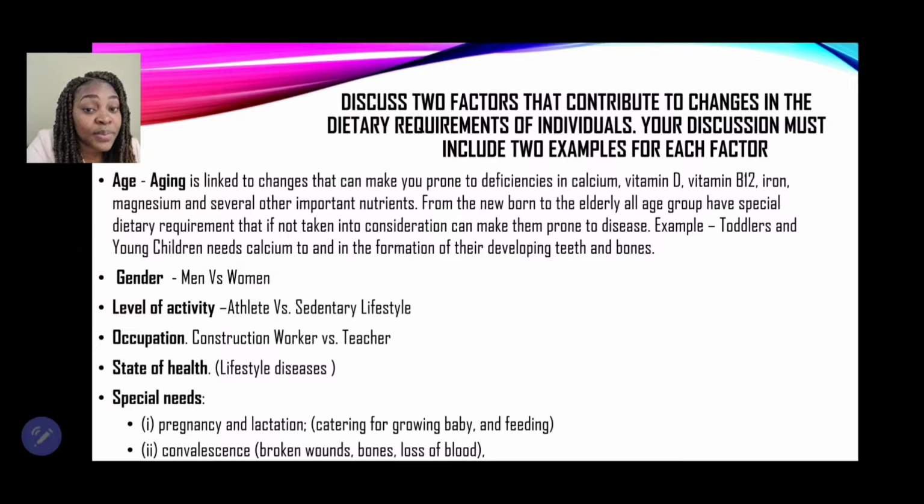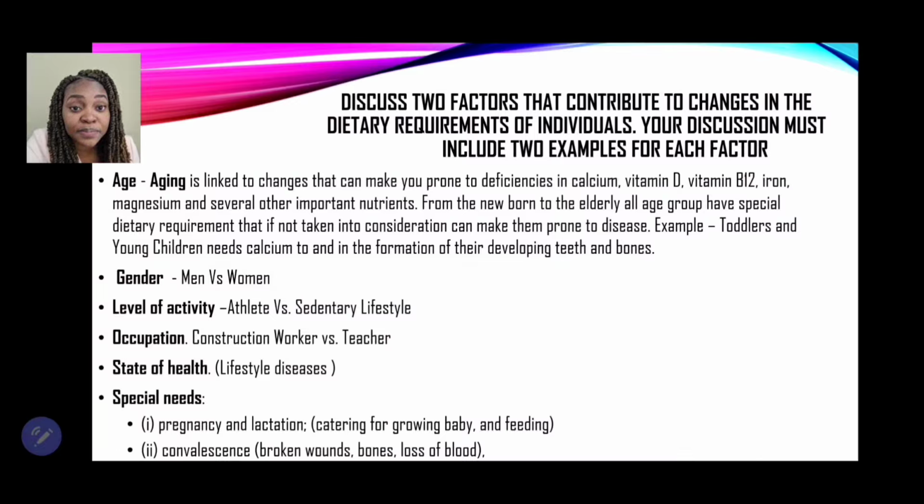So here's the example. Toddlers and young children need calcium to aid in the formation of their developing teeth and bones. Another example, say you want to discuss gender. We're looking at male and female, right? So right off the bat, you know that the female will require some vitamins and minerals that are essential. They're important to the male, but more so very important to the female.